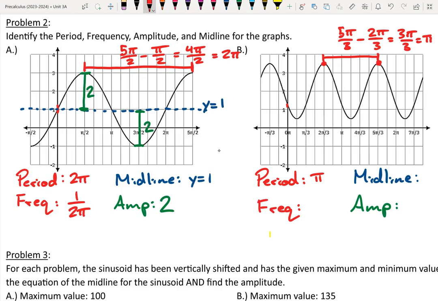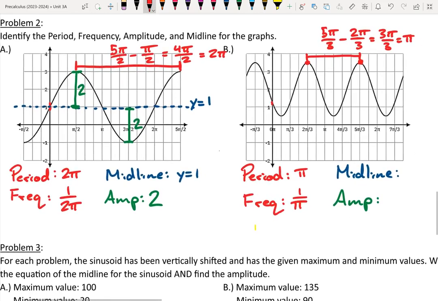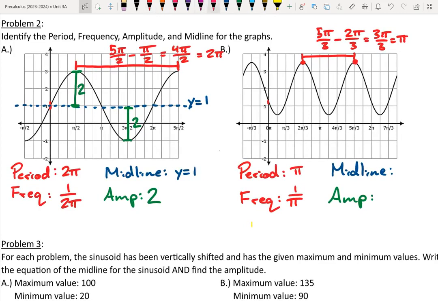Jacob, what's my frequency? 1 over pi, good. Ellis, what's my midline? Y equals 2, good. So we're at y equals 2 on this one at our midline, middle of my graph. And then amplitude, Adriana, what's my amplitude? That one is 1.5, the one Damien was trying to give us earlier. 1.5, there we go.